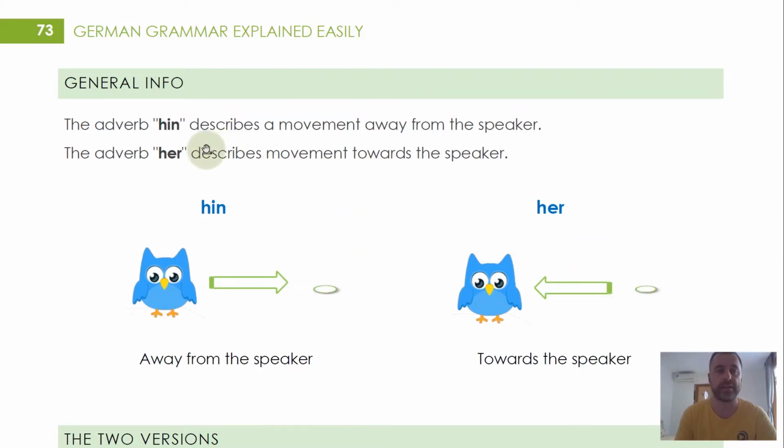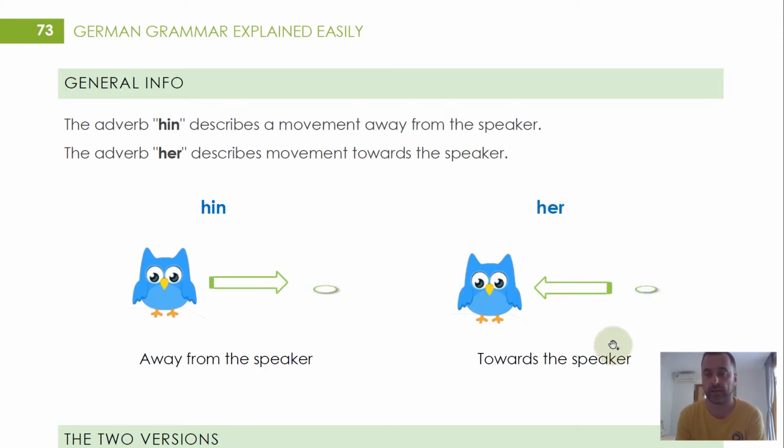The concept behind hin is always a movement away from the speaker or the subject. Usually the subject is the speaker, but you will encounter some situations where it's simply just the subject, the situation that is talked about. So hin describes movement away from the speaker. Like here, in this case, this cute owl is our speaker. So, where are you going to?